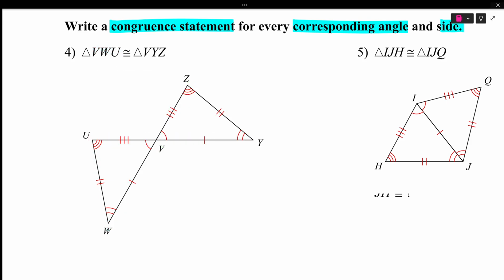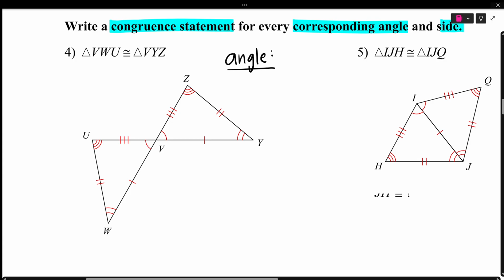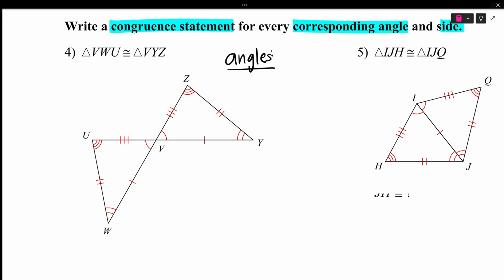But I just want to make sure I list the corresponding parts. We have angles and we have sides, so I'm going to list all three pairs of angles. I see one pair here, this angle and this angle. But notice how they both share that point V. So we're not going to say angle V is congruent to angle V, because if we say that, which angle V are we talking about? This angle on the left, or this angle on the right? We don't know, so we have to be a little bit more specific.